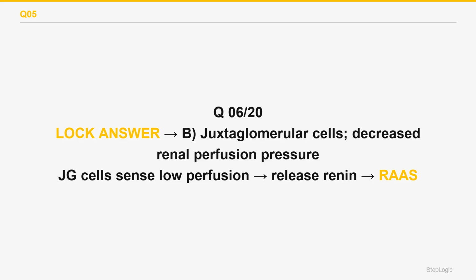The macula densa, choice A, senses sodium and signals the JG cells, but the JG cells are what actually secrete renin. Low perfusion plus heart failure points to the JG cell mechanism.